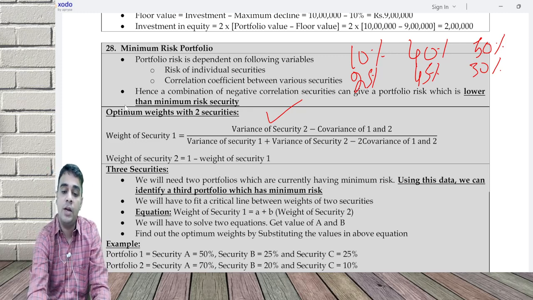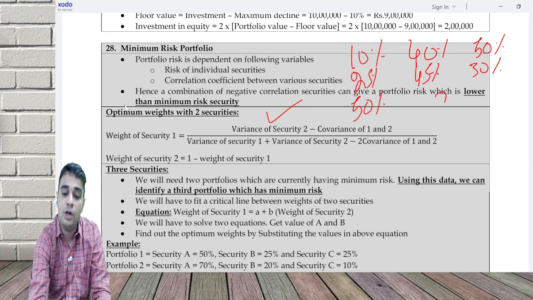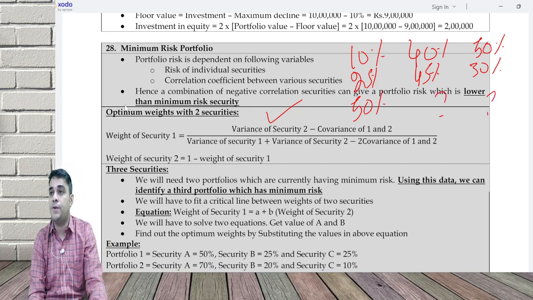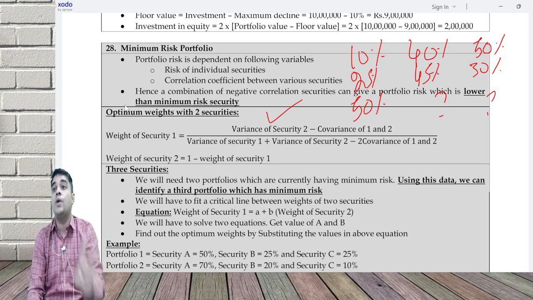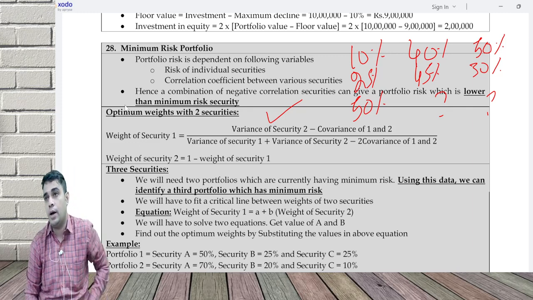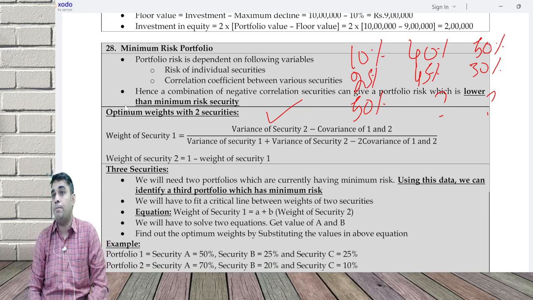What they'll do in the third combination, they'll say, the first one is 50, you tell me the other two. Or the second one is 20, you tell me the other two. Or the third one is 30, you tell me the other two. So they are saying, I have given you two minimum portfolios. I want you to create a third minimum portfolio.